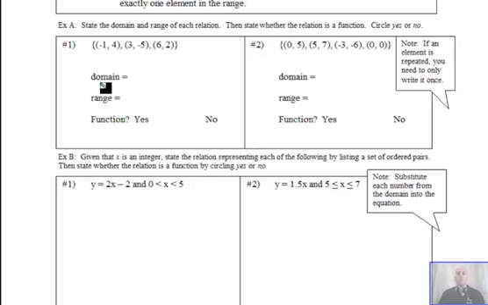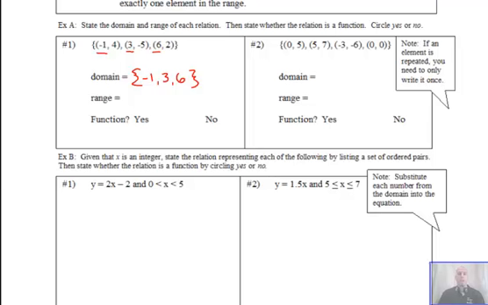So looking at number 1, what's the domain? Well, the domain is the set of all x values. Our x values are -1, 3, and 6. In a set, the order in which you write your elements does not matter. I typically write them in ascending order from smallest to greatest, but it doesn't make a difference. You can put them in any random order that you want.